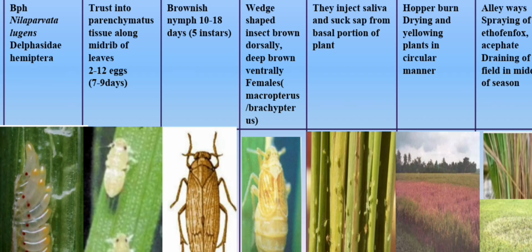Coming to the next pest, it is BPH, brown plant hopper. Scientific name is Nilaparvata lugens, belonging to the family Delphacidae and order Hemiptera. As the name itself suggests, the insect will be brown in color. We call it brown plant hopper. The insect is brown in color.